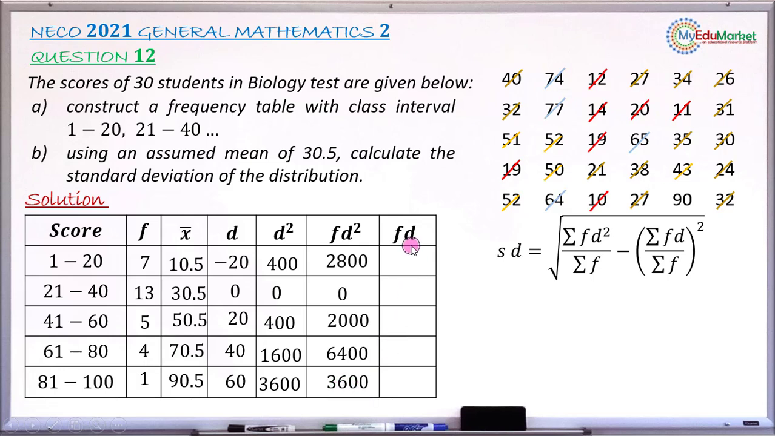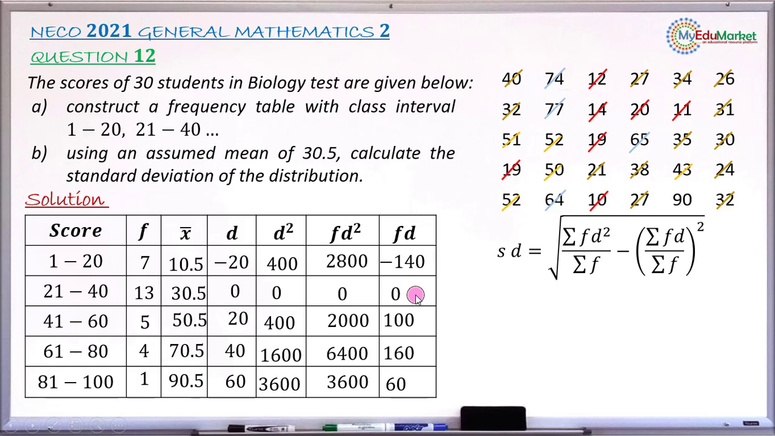Also find this FD. So I'm going to take each and every F multiplied by its corresponding D. So I'm going to have 7 times minus 20, that gives the answer minus 140. 13 times 0 is 0. 5 times 20, that gives the answer 100. 4 times 40, that gives the answer 160. And 1 times 60, that gives the answer 60. So I have all the columns filled.